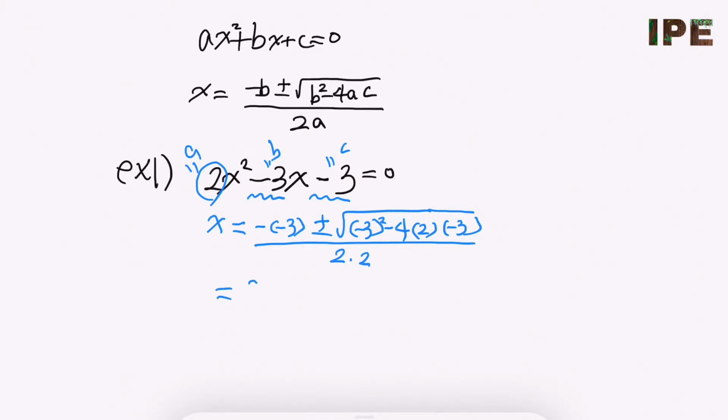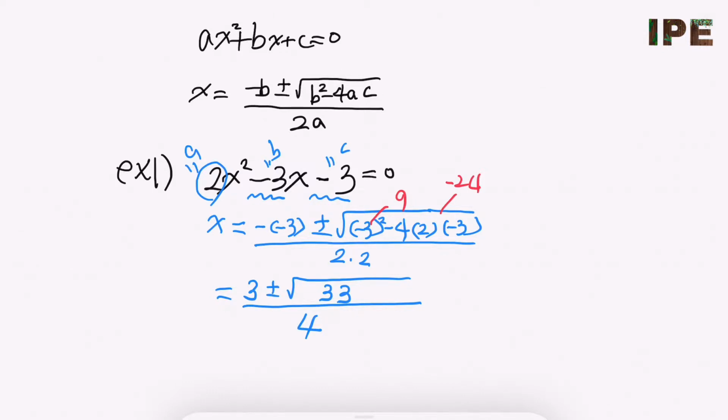Negative 3 will be positive 3 plus minus square root of negative 3 whole thing squared is 9. Okay, this part gonna be 9, and then this part gonna be negative 24. So 9 minus negative 24 gonna be positive 33. This is negative, positive, right? All over 2 times 2 is 4. Okay, we got two answers, right? One solution is 3 plus square root 33 over 4. The other one 3 minus radical 33 over 4. It is a very simple quadratic formula.